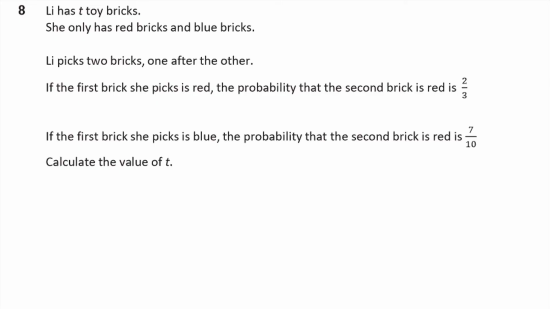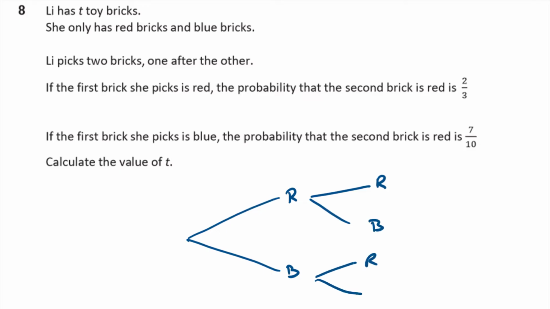Okay, I'm just going to draw a quick tree diagram to show all these possibilities. She can pick either a red or a blue brick on the first choice, and then a red or a blue brick on the second one. Now we're told that the probability that she picks red the first time, then a second red, is 2/3.